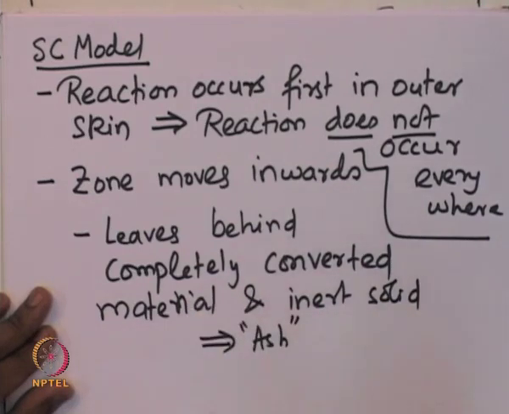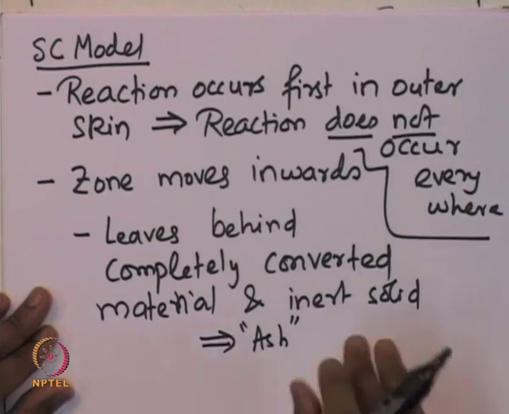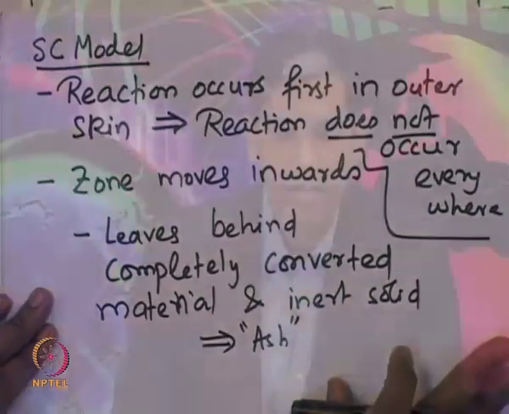So, the ash in the solid core is basically a combination of the products, which are completely converted material, and also the inert solids which would not have reacted in the reaction. So, these two are called ash products. Now, if we attempt to depict the concentration profiles, if we attempt to intuit what the concentration profile in the solid core is if we assume a shrinking core model, essentially it looks like this.